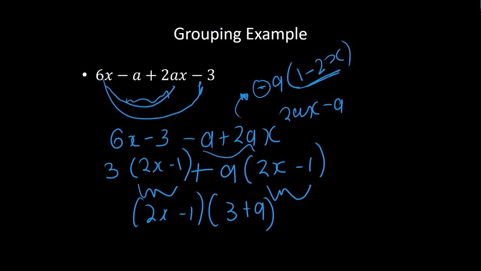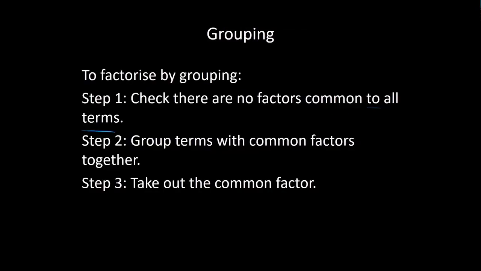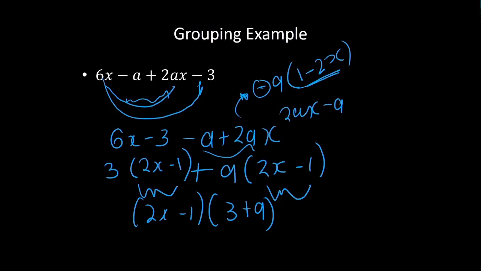Okay. All right, so just to go through the steps to factorize by grouping: check that there are no common factors throughout all the terms, group the terms with common factors together, and then take out the common factor, which is going to be your common bracket.